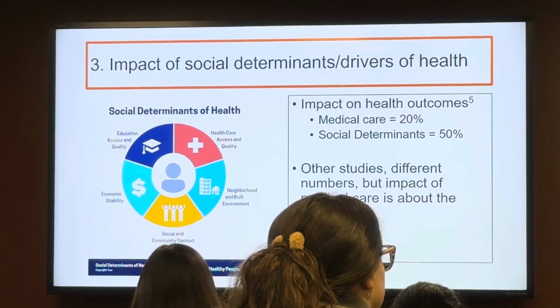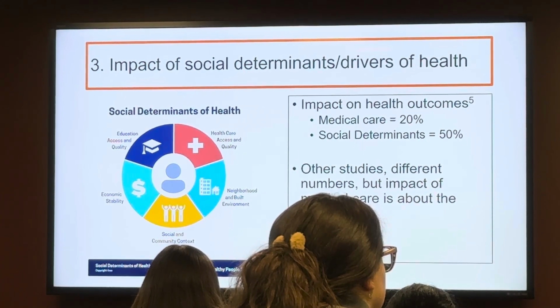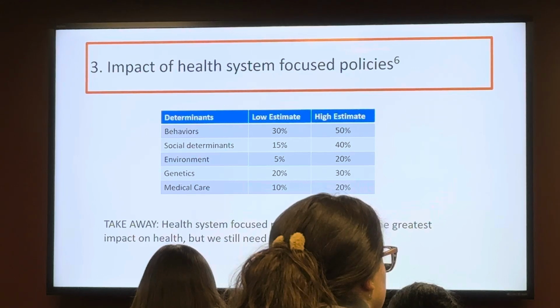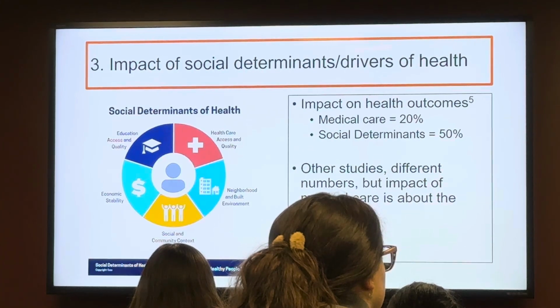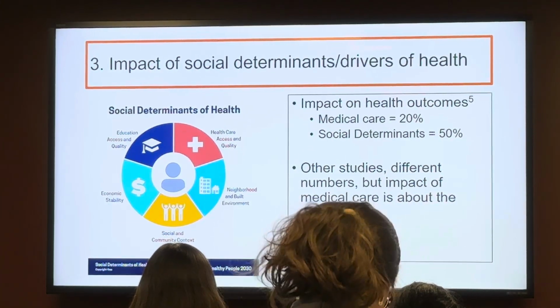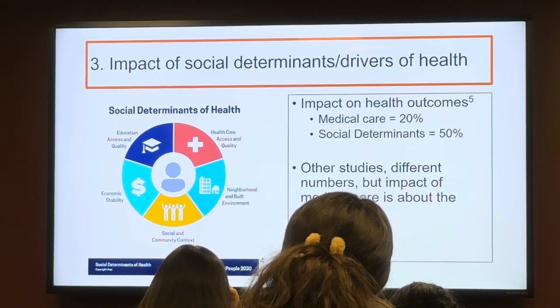And the social determinants and things like genetics, well, genetics is kind of above the social determinants. Different people group them in different ways, but if you take the medical care out of the social determinant list over here, about 50% are the other social determinants.